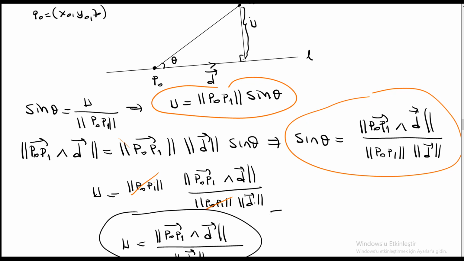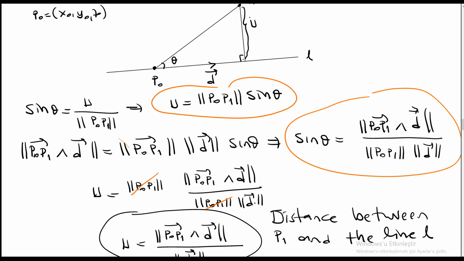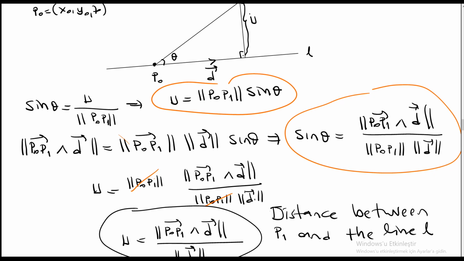Distance between P1 and the line. Because if you have L line, you have a point, the line passing from this point, and also have a D. So everything in this formula is determinant.